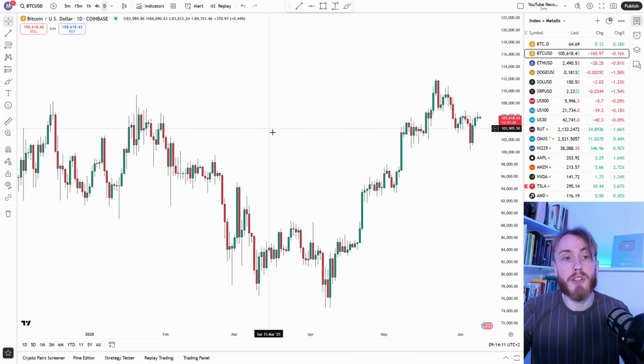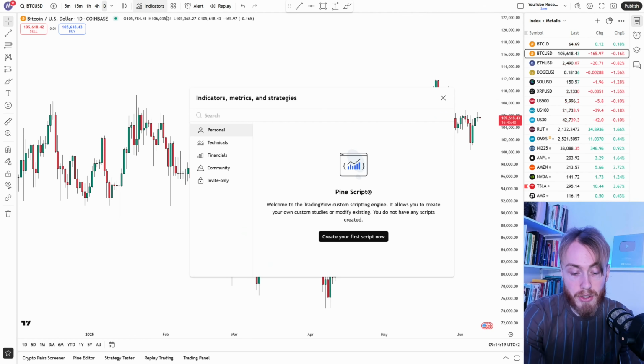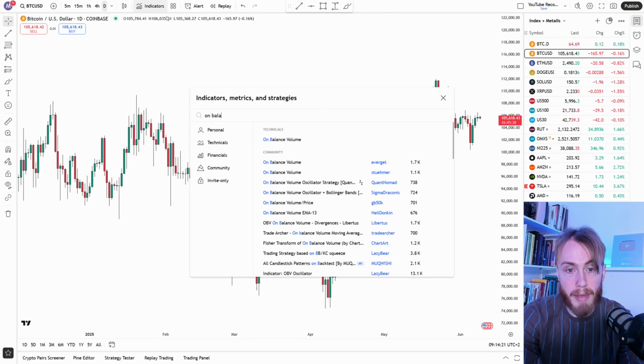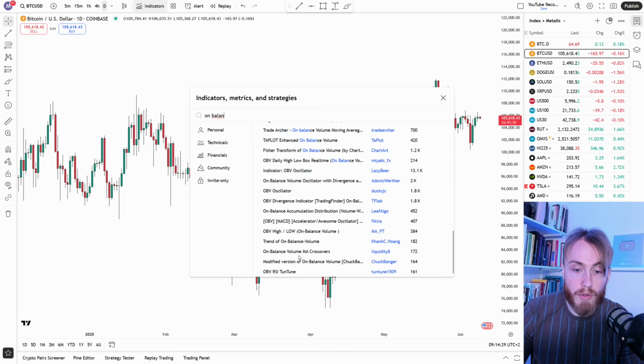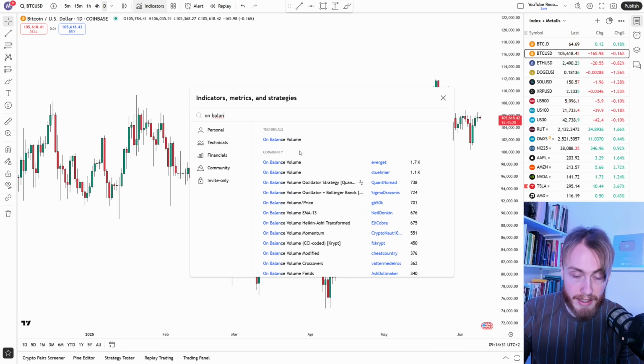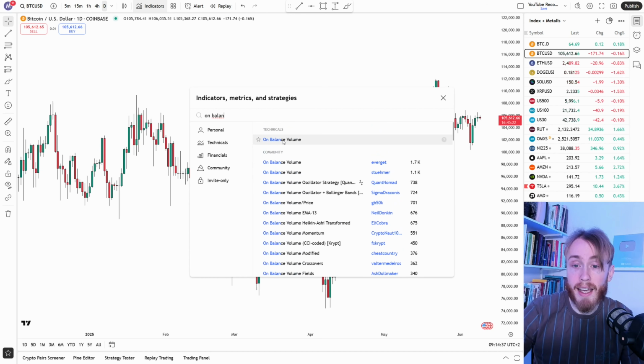But now, first of all, how do we open the indicator in TradingView? Well, to open it up, you go up here to the Indicators tab, and then you search for On Balance Volume. And as you can see here, we have a pre-made indicator built here by TradingView, and you also have tons of community built indicators.